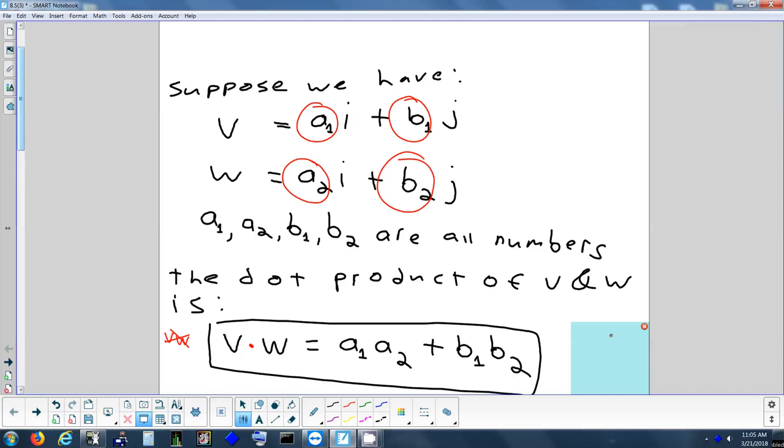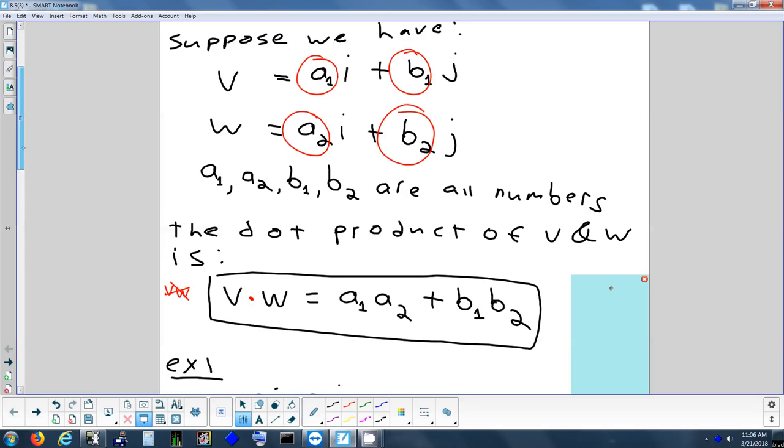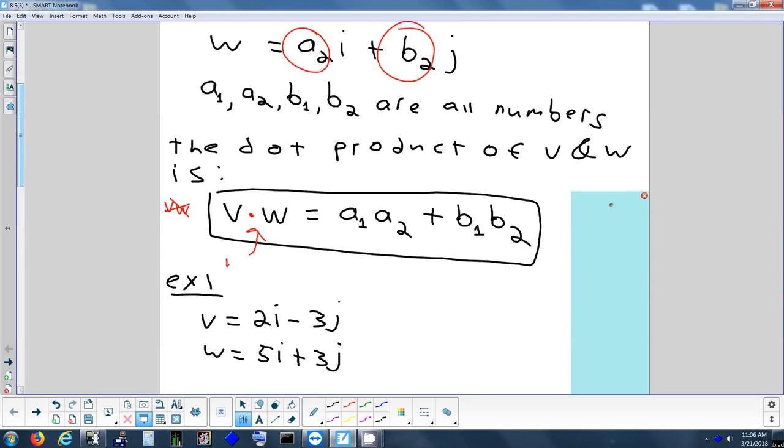A1 is a number, A2 is a number. What do you get when you multiply a number times a number? Another number. B1 is a number, B2 is a number. So when you multiply the B's together, a number times some other number is another number. What if you add a number to a number? You get another number. So the answer here, when you do a dot product, is a number. 12, negative 17, whatever it comes out to. The dot product comes out to a number. Number for answer.